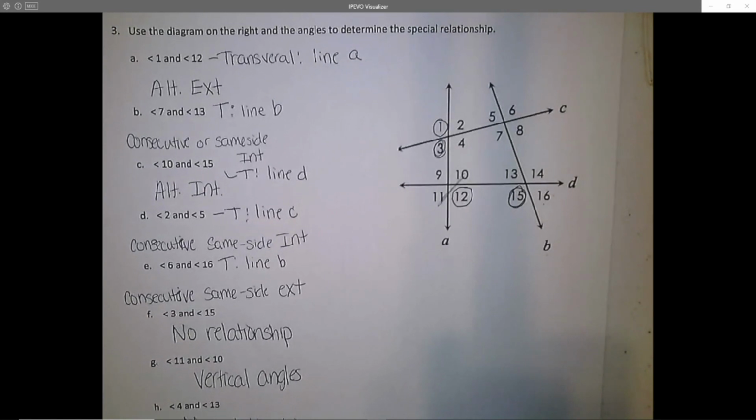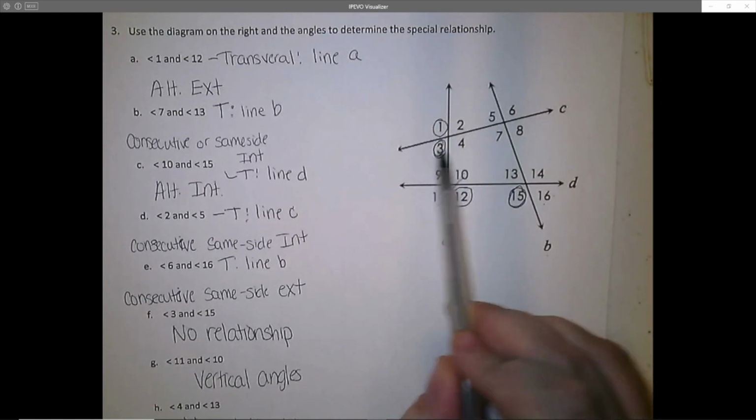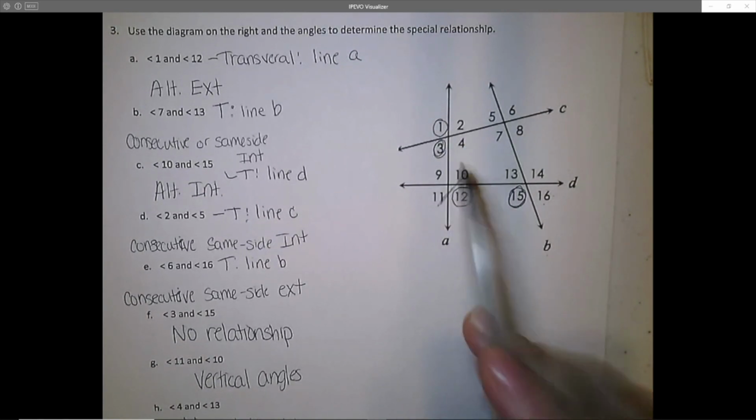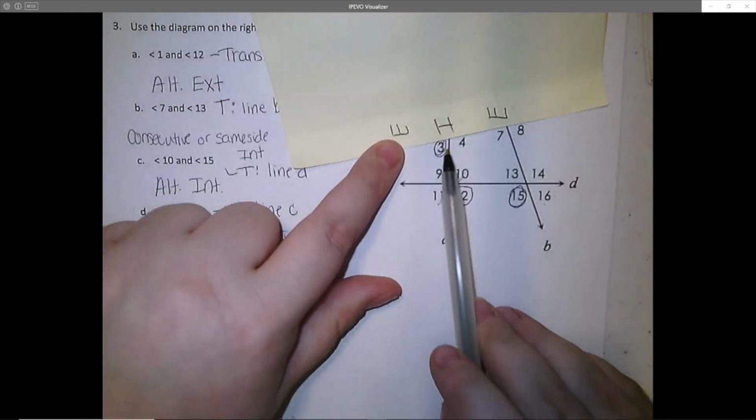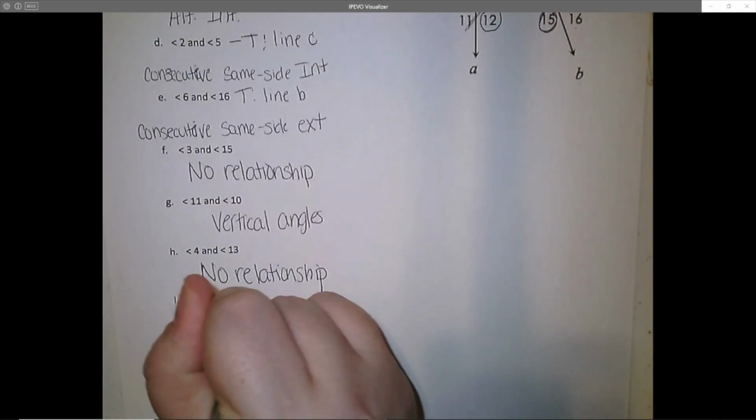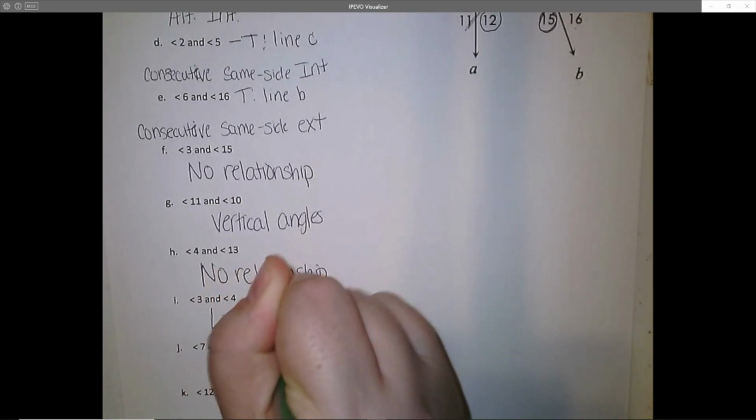Okay, now, 3 and 4. These are side by side. Notice if I do the cover up, 3 and 4, I cover up everything. They sit on a straight line. Angles that are side by side that sit on a straight line. Here is an example of your linear pair.